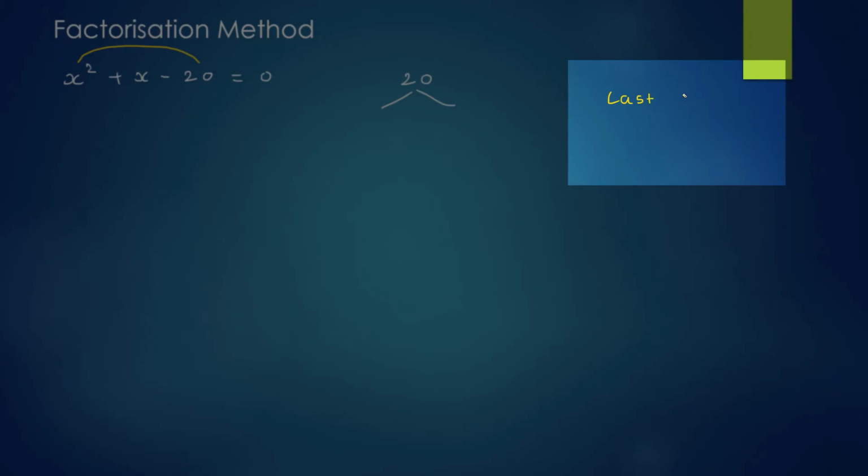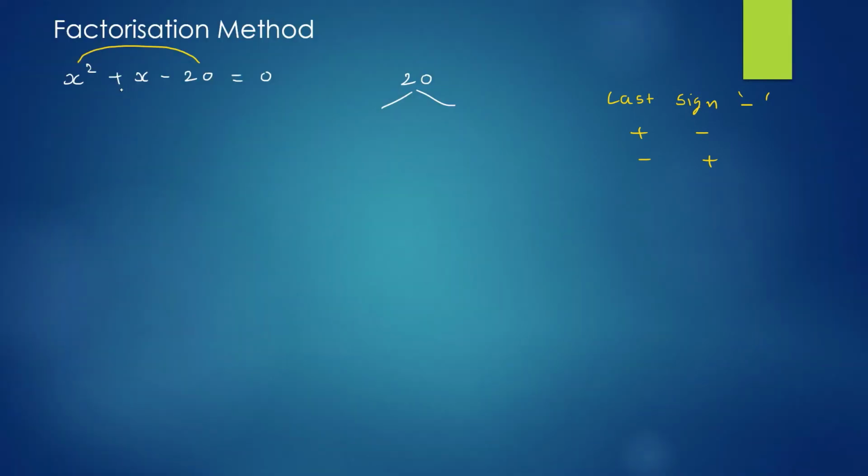If last sign is minus, then either it can be a plus or minus, or either it can be a minus or plus. So, here the middle sign is plus. So, we have to use plus or minus. So, we will place plus first and minus later. By doing this, it will be easier to factorize the number and get the answer.